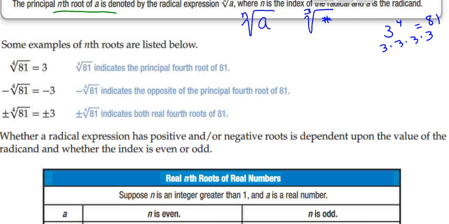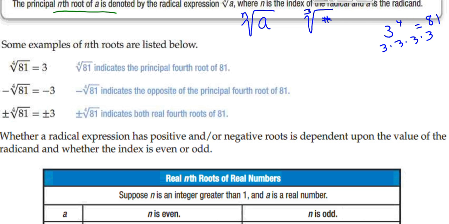Now, none of those said anything about the fourth root of negative 81. The fourth root of negative 81 would not be a real answer. Do you agree? Because we can't take something times itself 4 times. If it's negative, it'll turn positive. If it's positive, it'll stay positive, and we couldn't get a negative 81.